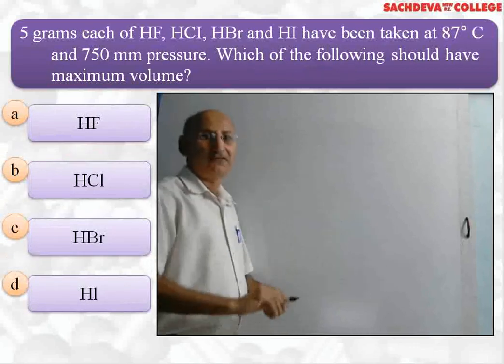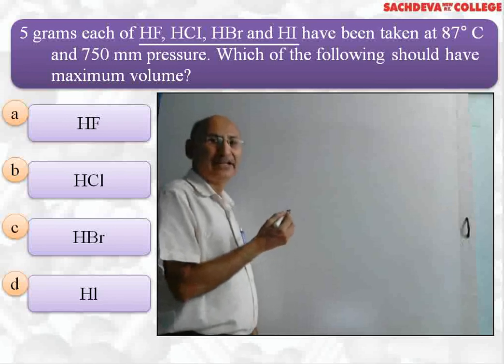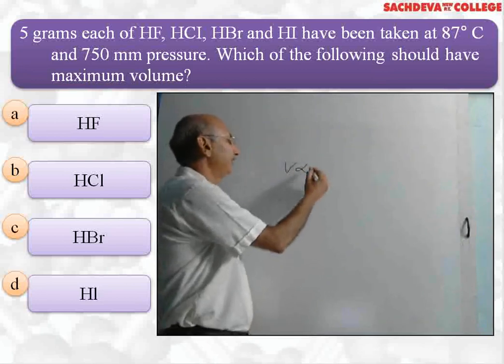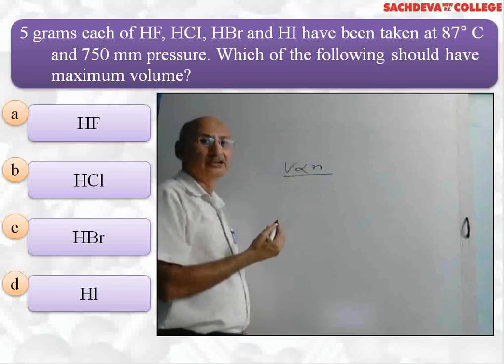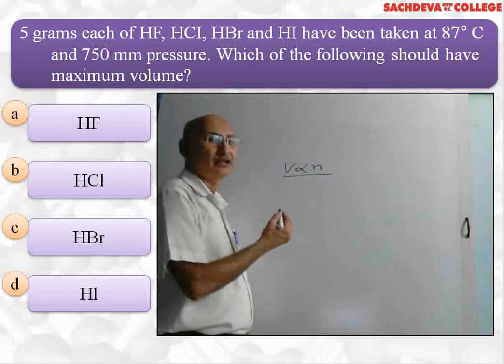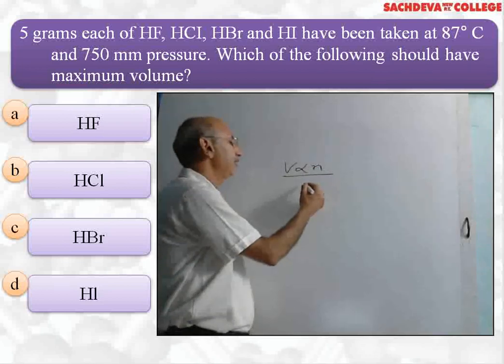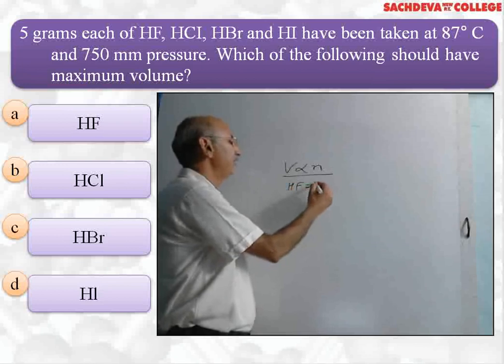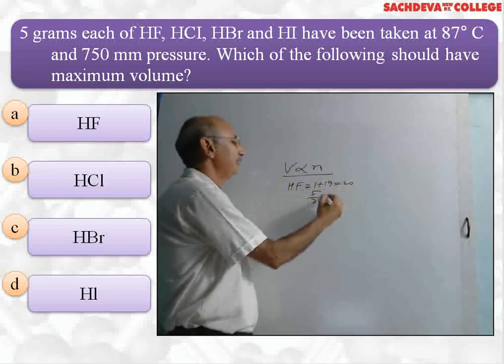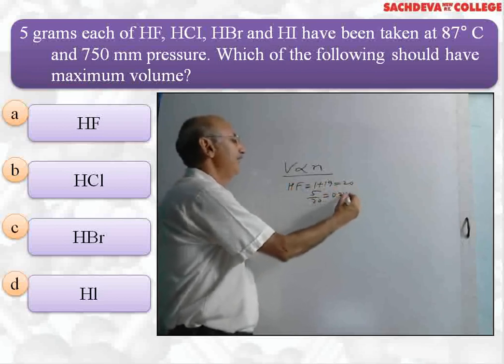Next question, 5 grams each of HF, HCl, HBr and HI have been taken at 87 degrees centigrade and 750 mm pressure. Which of the following should have maximum volume? Now volume is directly proportional to number of moles. So the one which has the maximum number of moles will have maximum volume. We have 5 gram of each. HF has molecular weight 1 plus 19 equal to 20. So 5 by 20 will give us 0.25 mole.